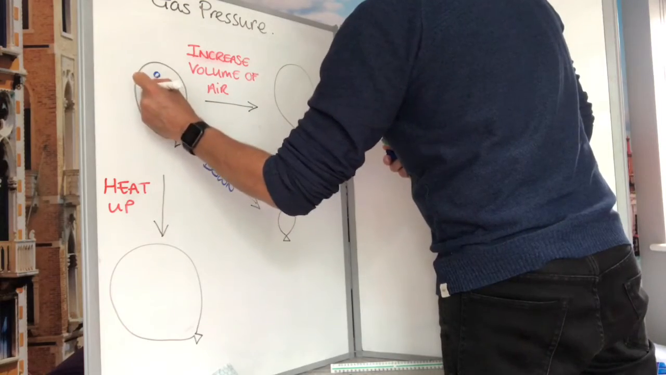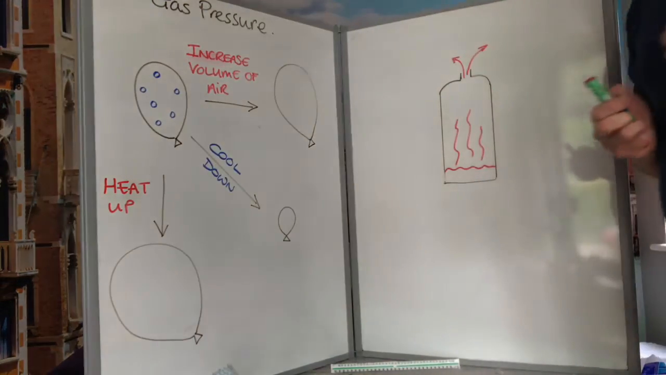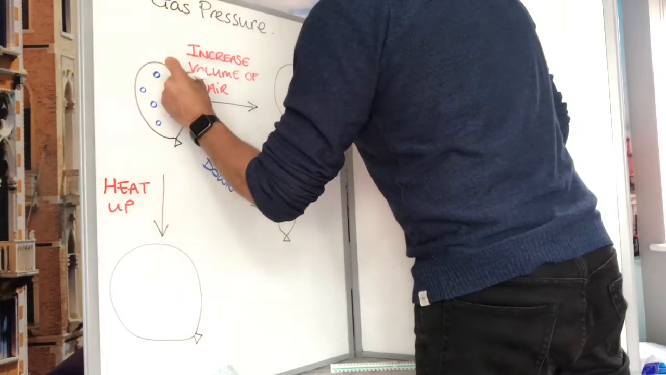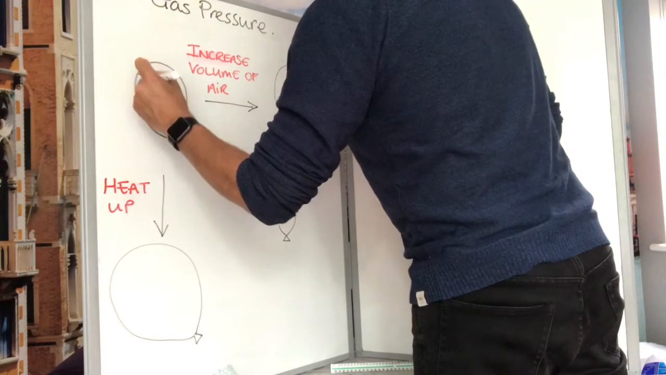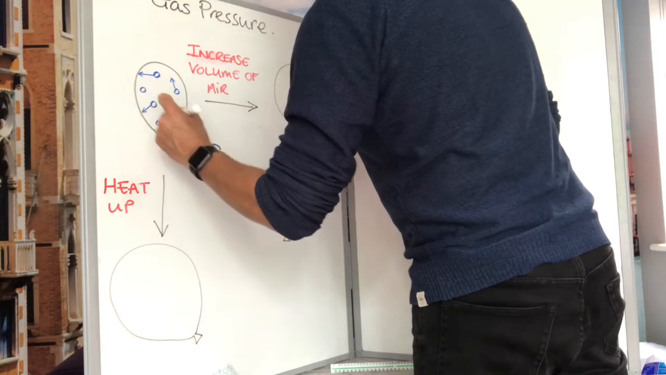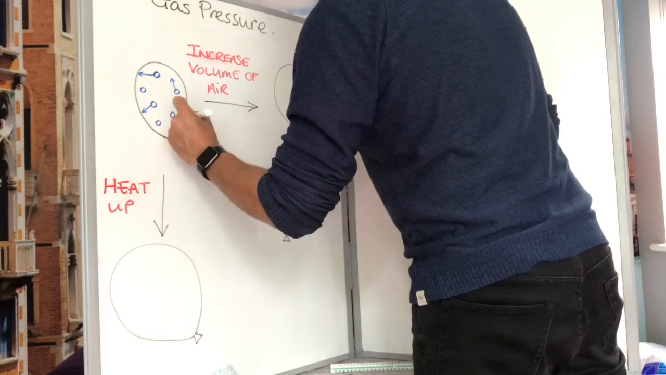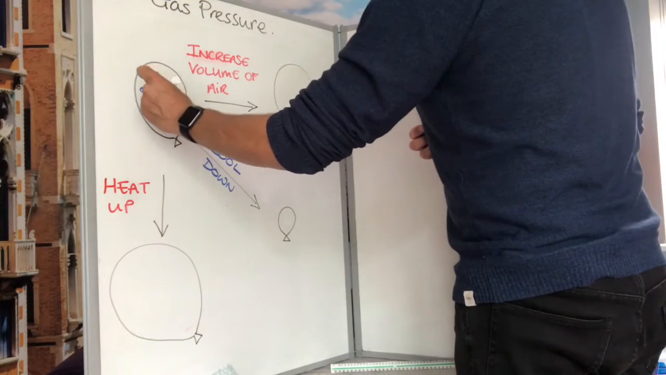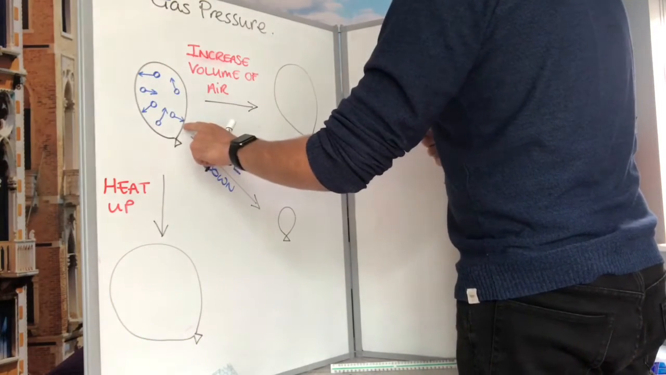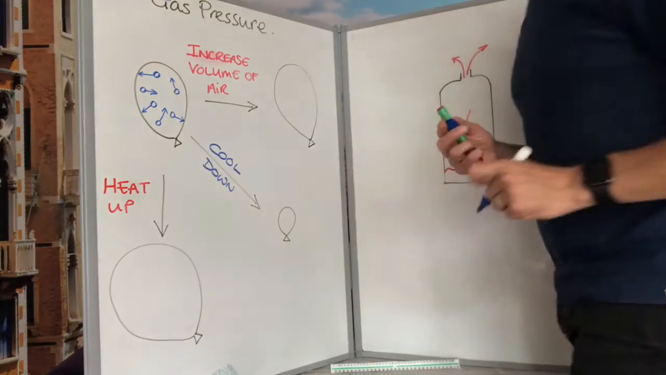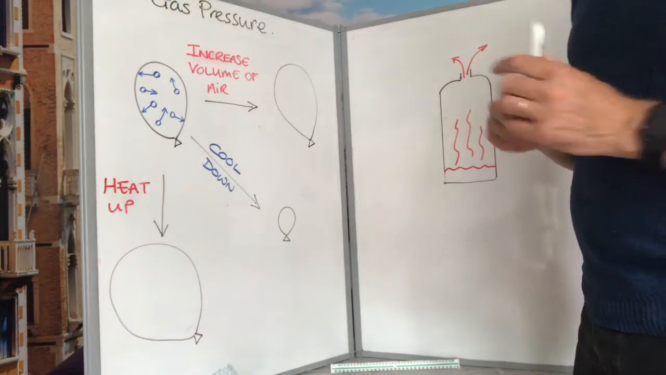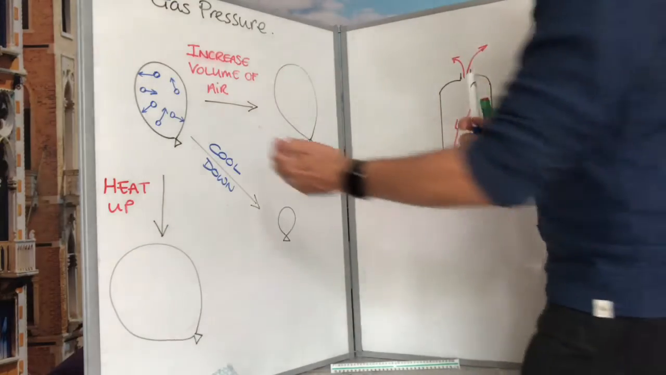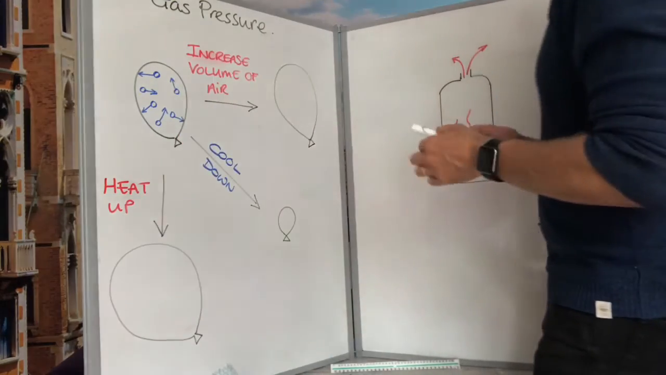and they move fast. Okay, so we can show this with arrows to show that they are moving fast. Now, to create pressure, these particles moving fast inside the balloon will hit the inside surface of the balloon, and they push it outwards. Okay, so that creates a pressure inside.